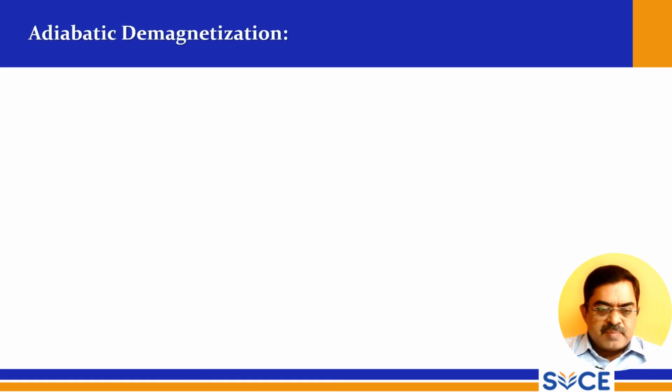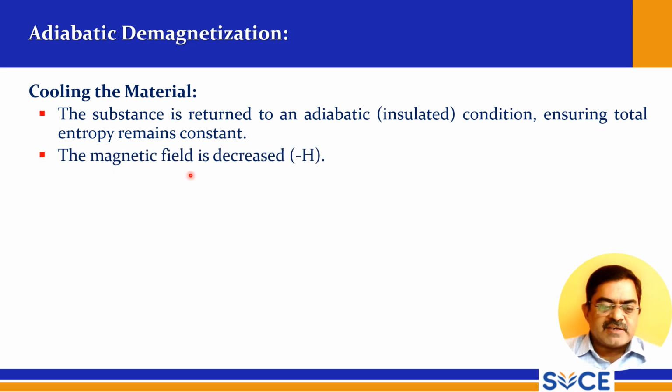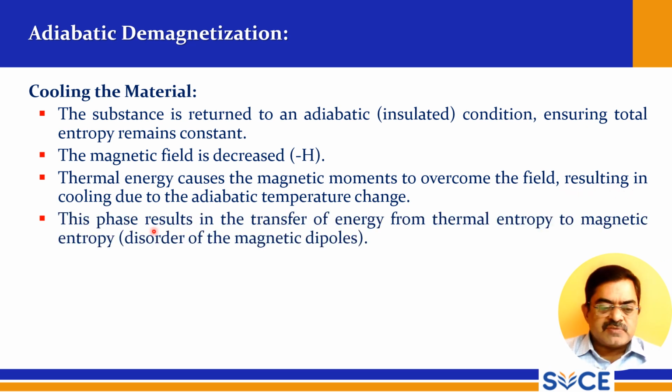And adiabatic demagnetization, so cooling the material. The substance is returned to an adiabatic, insulated condition, ensuring total entropy remains constant, and the magnetic field is decreased, so that becomes minus H. Thermal energy causes the magnetic moments to overcome the field, resulting in cooling due to adiabatic temperature change, and this phase results in the transfer of energy from thermal entropy to magnetic entropy. So, disorder of magnetic dipoles.